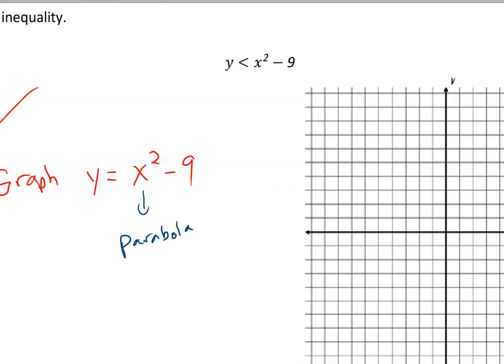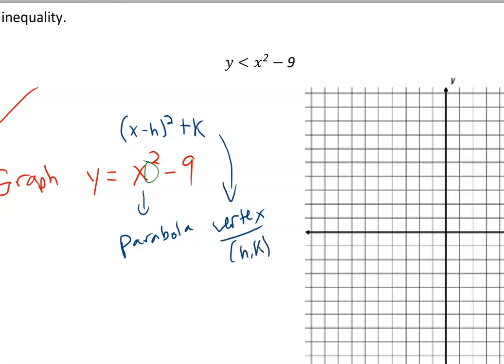And for a parabola, we want to find the vertex. In this case, so if you remember this form of the equation, x minus h squared plus k, the vertex will be at h comma k. And in this case, h is 0, because again, there's no number here with the x, so h is 0, and k is negative 9. So my vertex is at 0 comma negative 9. So that's going to be a ways down here. Look, this is negative 2, negative 4, negative 6, negative 8, negative 9. Right here. All right. And then we'll need at least one more point.